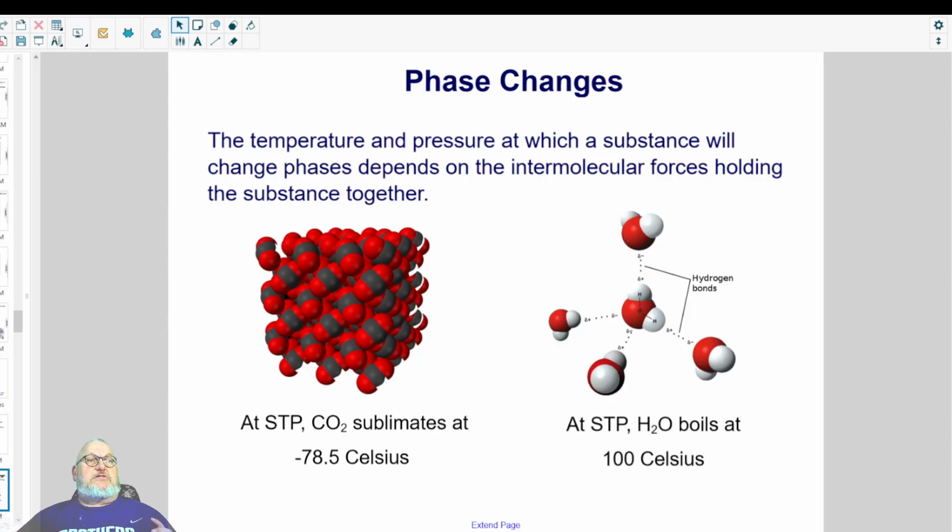The temperature and pressure at which a substance is going to change phases depends upon the intermolecular forces, the IMFs, holding the substance together. So at standard temperature and pressure, carbon dioxide will sublimate, or go from a solid to a gas, at minus 78.5 degrees Celsius. At standard temperature and pressure, water boils, going from a liquid to a vapor at 100 degrees Celsius.